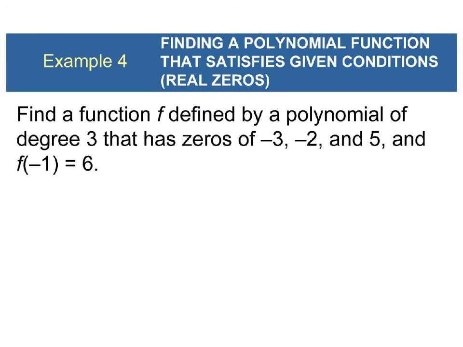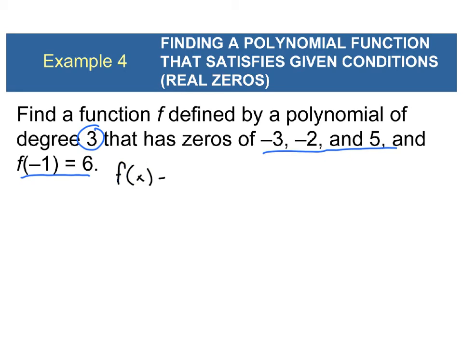So here's the example that I was talking about that we're going to look at. We're going to find a function f defined by a polynomial of degree 3. So that's very important, we have degree 3. It has zeros of -3, -2, 5, and then we know a value: f of -1 equals 6. I'm going to use all of that information to come up with our function, and like I said, use that formula that we had.